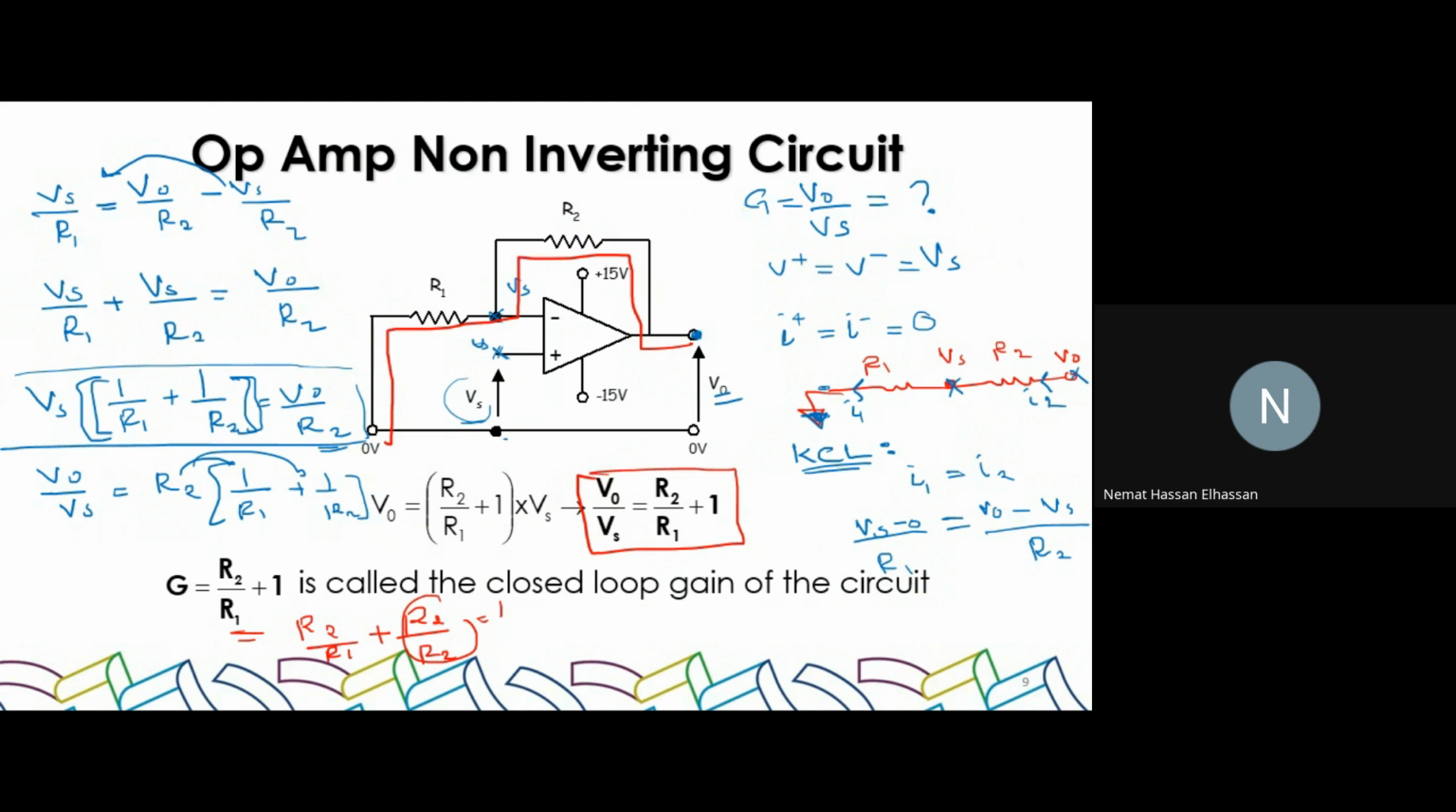Okay, if I want to have a gain of 5, what will the values of R2 and R1 be equal to? If you want to design a non-inverting amplifier with a gain of 5, meaning if the input is 2, the output should be 10. If the input is 5, the output should be 25. So the output should be 5 times the input. How would you decide the values of R2 and R1?